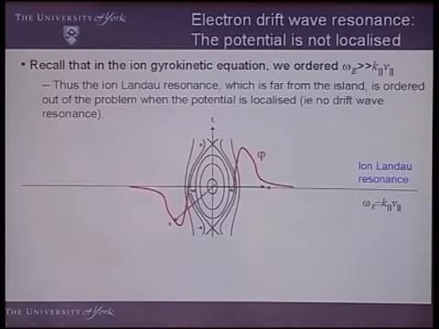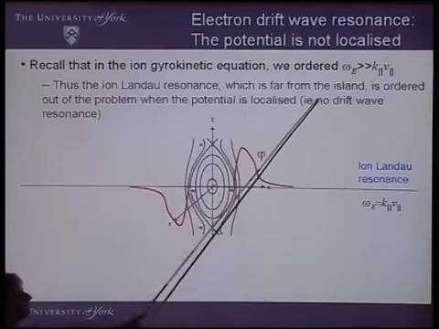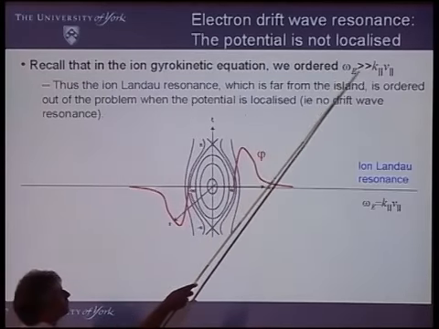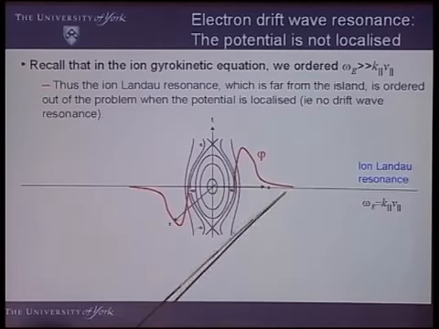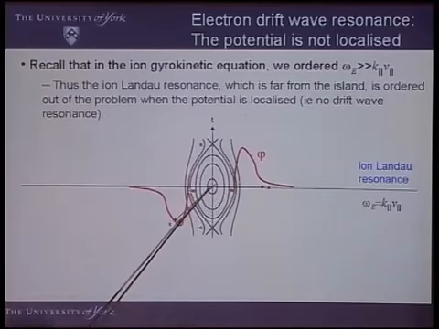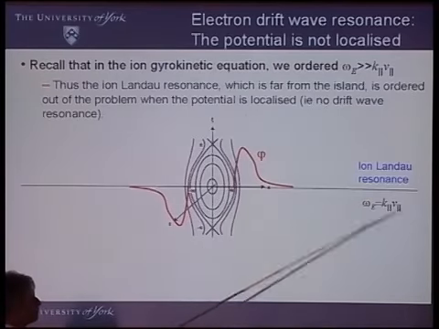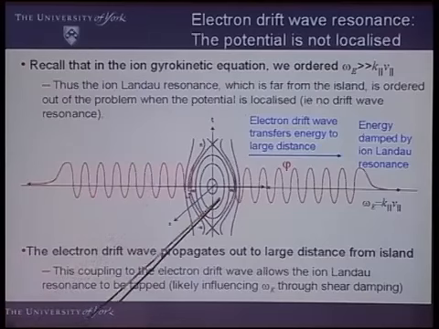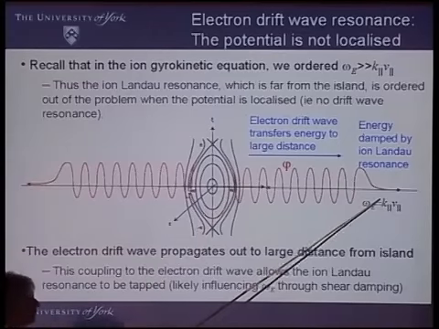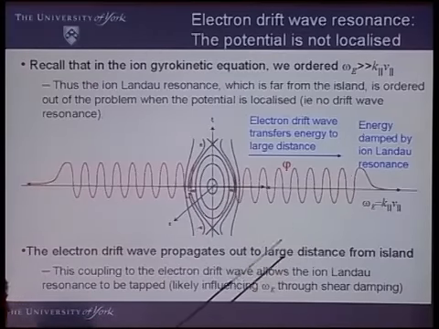So what does that mean? Well, remember that for the ions, we ordered the frequency omega e to be much bigger than the streaming. And so ion-Landau resonance effects can be ruled out because generally you have your island here, your potential will be localized a few island widths away from the island, and the ion-Landau resonance will be way over here somewhere, and we're just not interested in it. But now, if you couple to an electron drift wave, then this phi is no longer localized, but is instead an outgoing wave, transferring energy from here to the ion-Landau resonance, where it would eventually be damped.